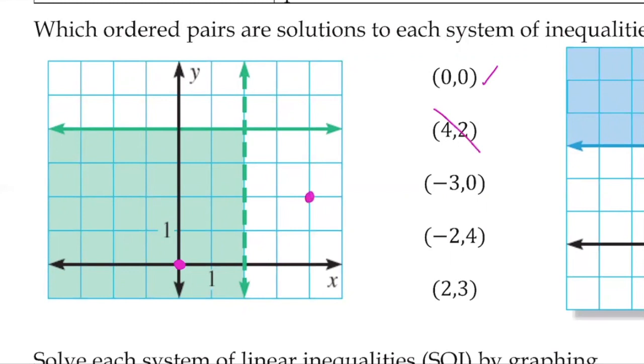Then if I do something similar with -3, 0, plot the point, it's in the shaded region, it works. Now, if I do -2, 4, that would be up here on the solid line, which means if it's on a solid line, that works. Conversely, if we're going to do 2, 3, which is on the dashed line, that one doesn't work. Because remember, a dashed line means we cannot be equal to it. However, a solid line, we can be equal to it.